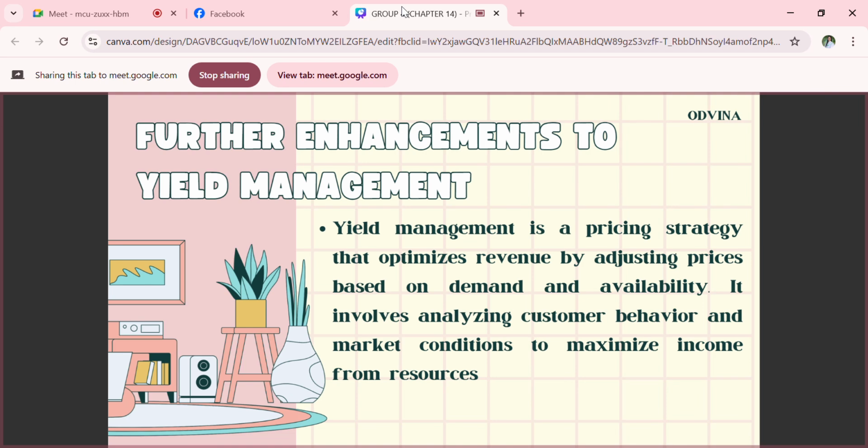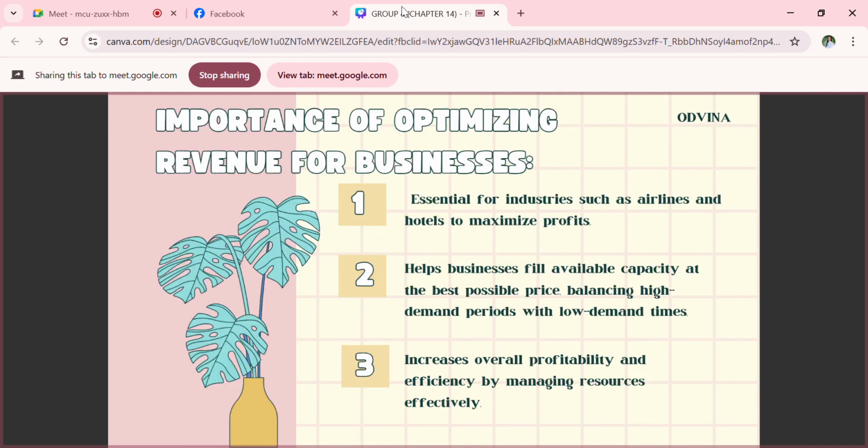Next topic is further enhancement to yield management. Yield management is a pricing strategy that optimizes revenue by adjusting pricing based on demand and availability. It involves analyzing customer behavior and market conditions to maximize income from the resources. Here is the importance of optimizing revenue for the business. First, it is essential for industries such as airlines and hotels to maximize profits.